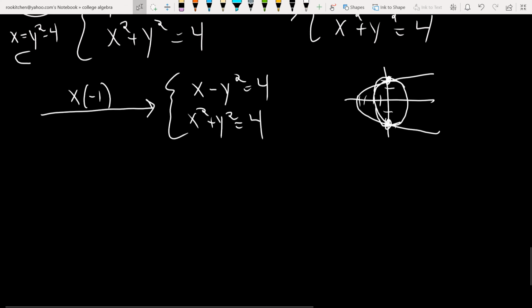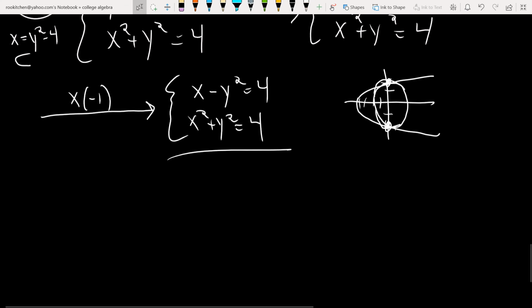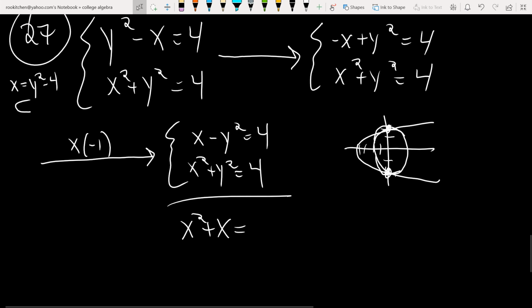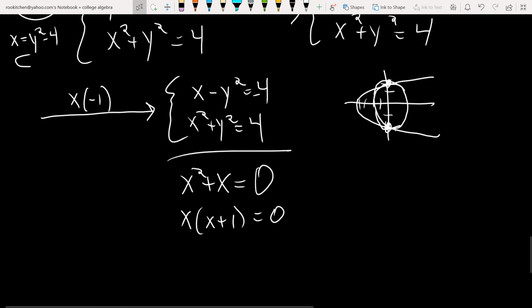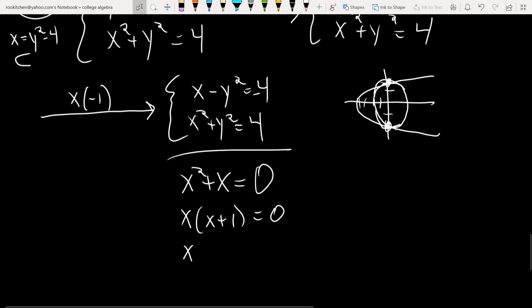Let's take a look. So I can add these up. I'll get x squared plus x equals, I guess I should have had 0 over there, right? So if I multiply the first equation by a negative, this will be negative 4. So negative 4 plus 4 is 0. Then you can factor out an x, and you're going to get x is 0 or x is negative 1. And then I'm going to back substitute.